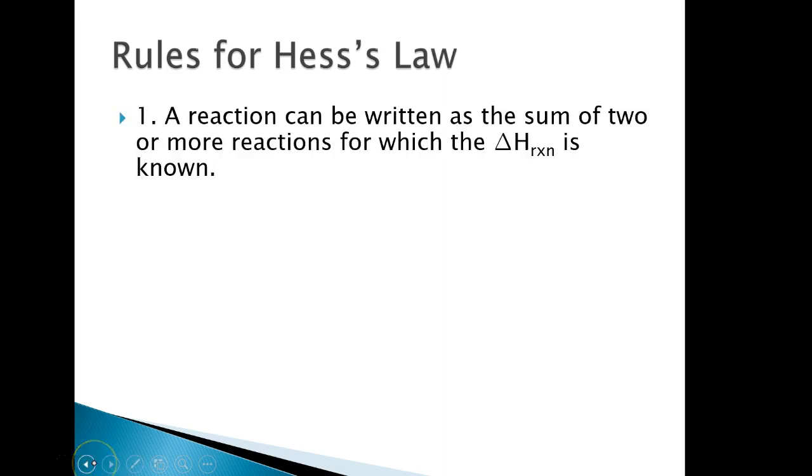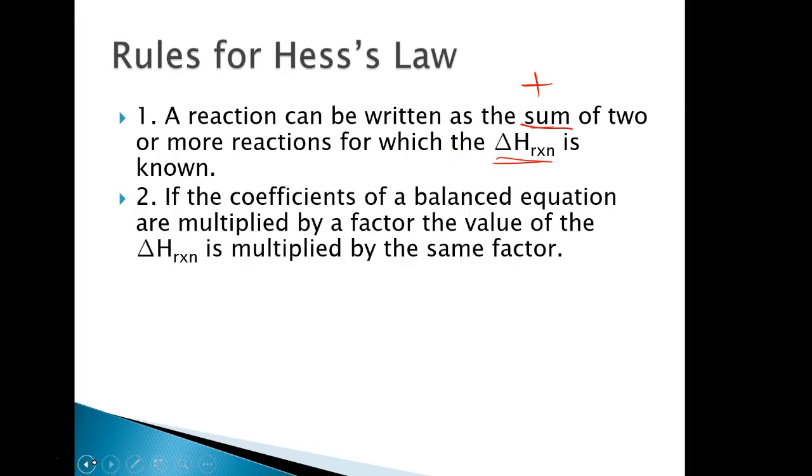Okay, so the rules for Hess's Law. A reaction can be written as the sum, so we're going to be adding a whole bunch of numbers together, of 2 or more reactions for which the delta H is known. If you multiply a reaction by some number, say 5 or 2 or 4, then the value of the heat is multiplied by the same factor.